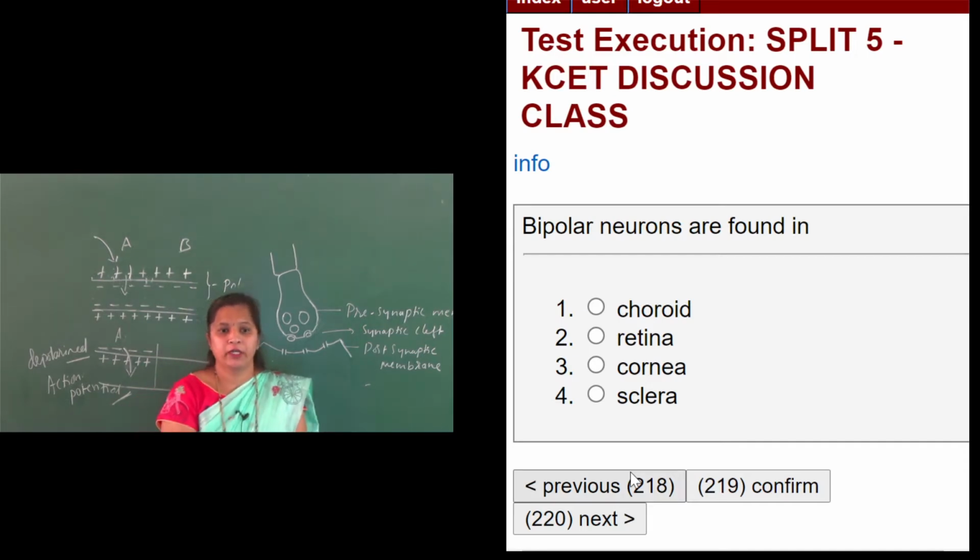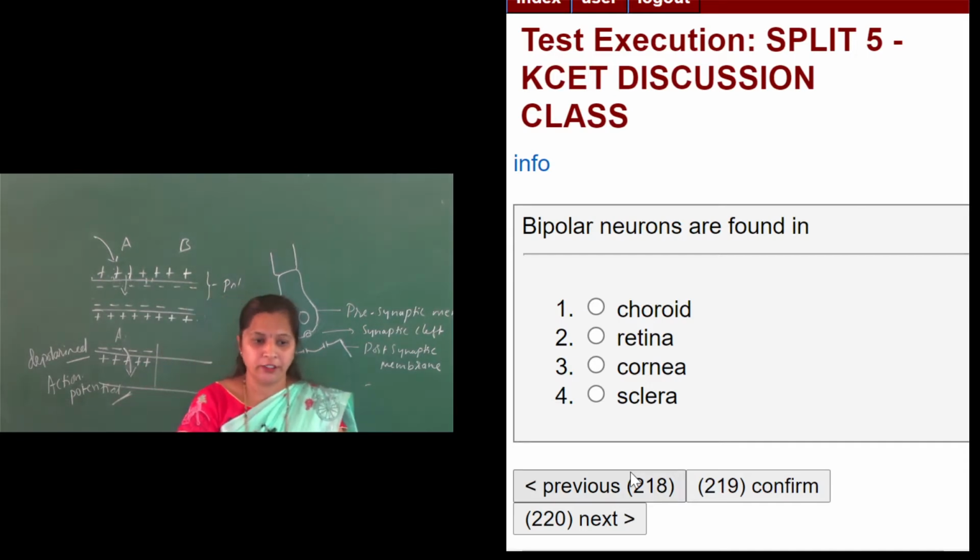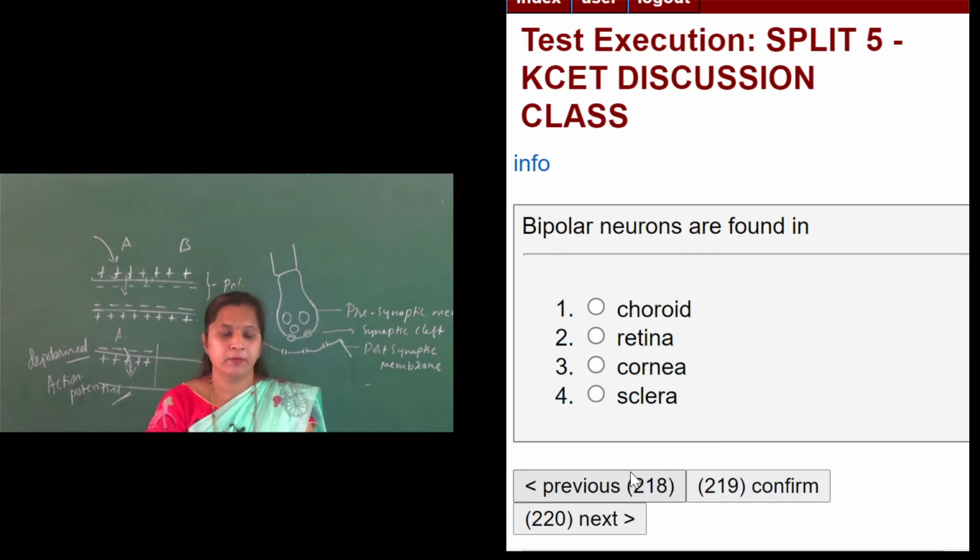Bipolar neurons are found in: first option choroid, second option retina, third option cornea, fourth option sclera. So as I said, you know the structure of a neuron, right? It has a cell body, and arising from the cell body are dendrites and axon. Depending upon the number of axons and dendrites the neurons possess, majorly neurons are of three types: unipolar neurons, bipolar neurons and multipolar neurons.